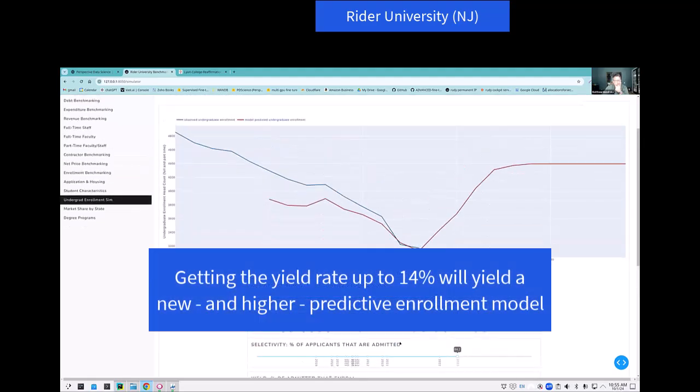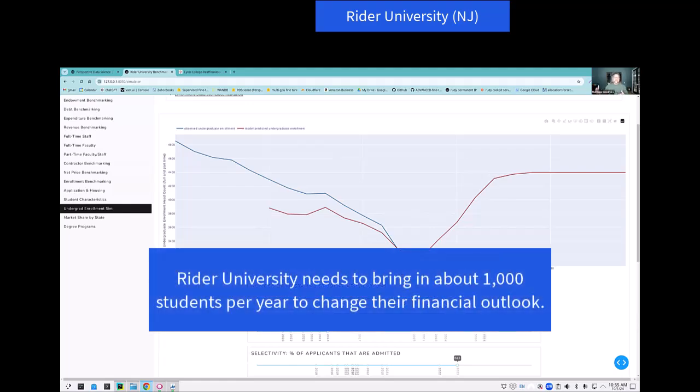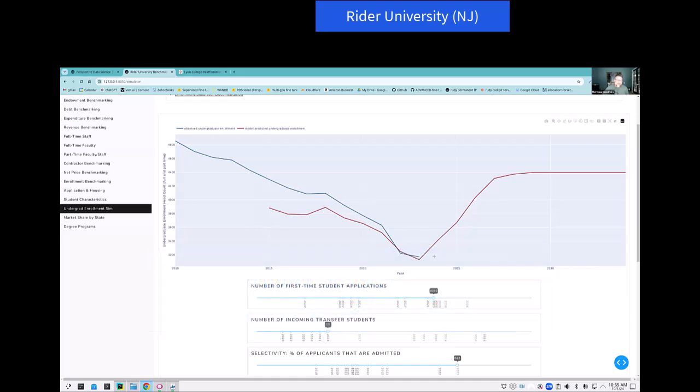15% yield rate. That's a normal yield rate for them, by the way, and totally doable if they are effective, right? But notice, even if they do that, they have to do that for 5 consecutive years, right? Every year, bring in about 1,000 freshmen, right? With a nice yield rate. And if they are successful and do that for 5 consecutive years, only by 2027 or 2028 does their enrollment get back to where it used to be.